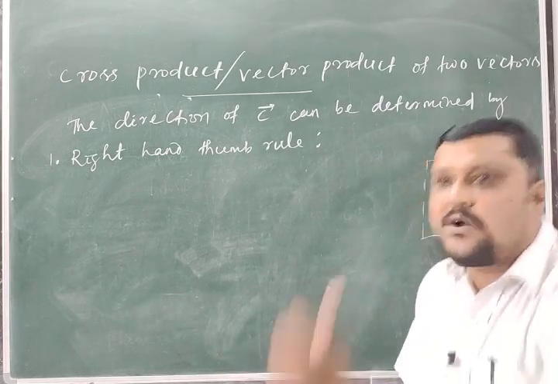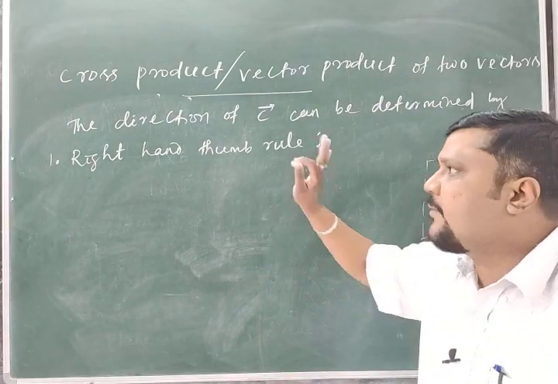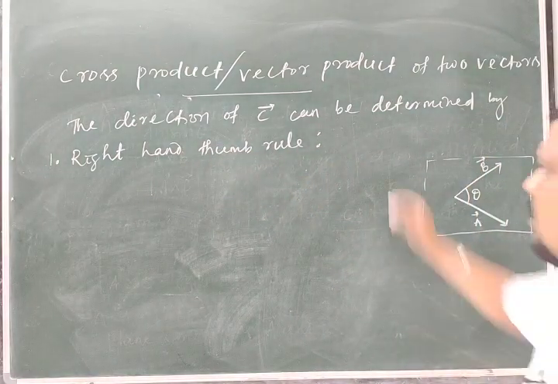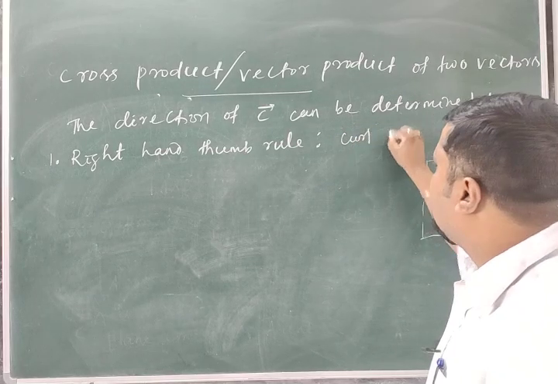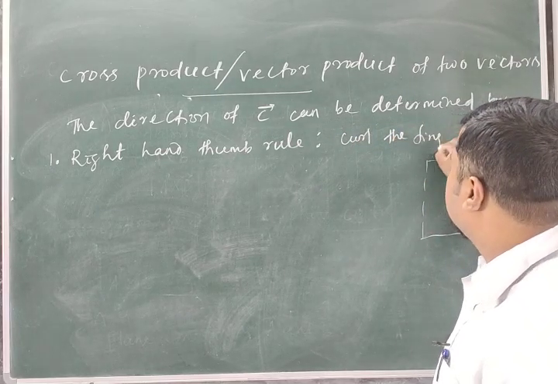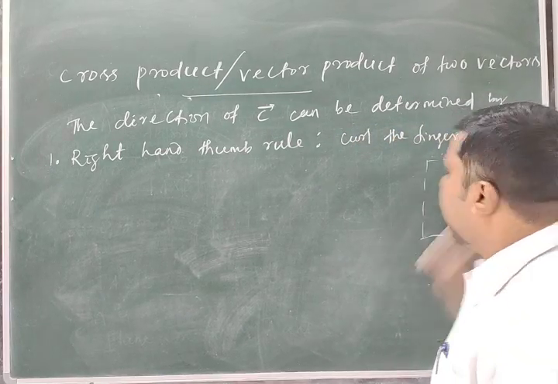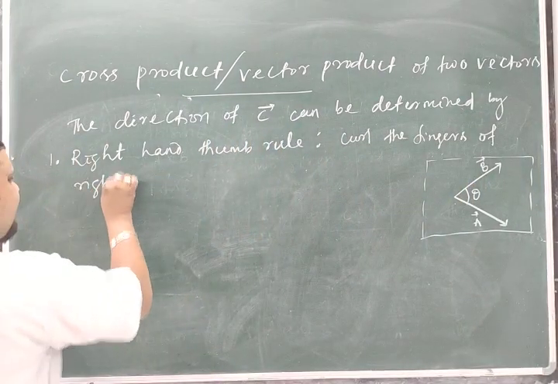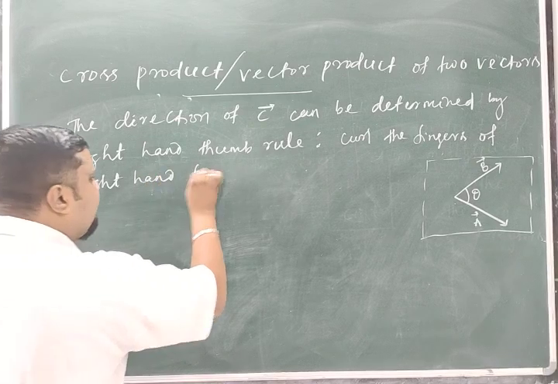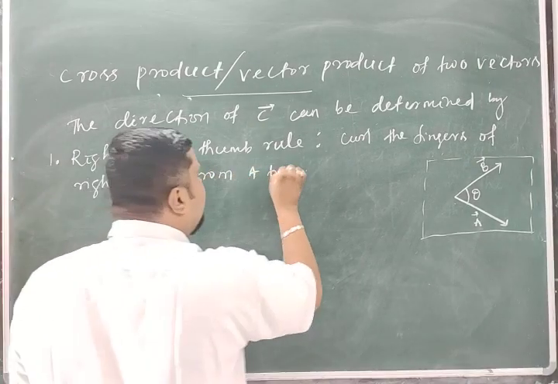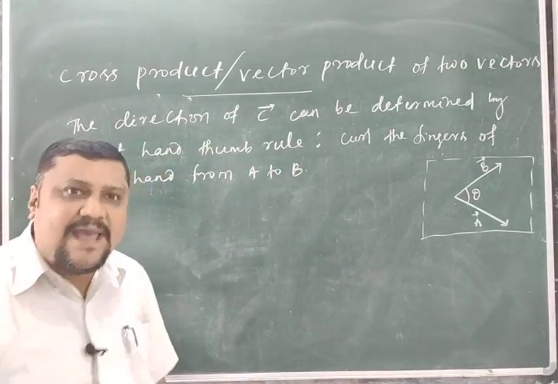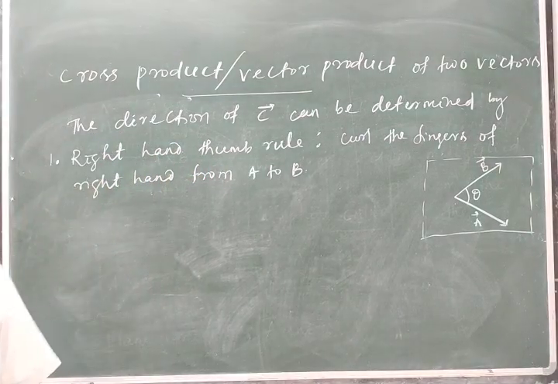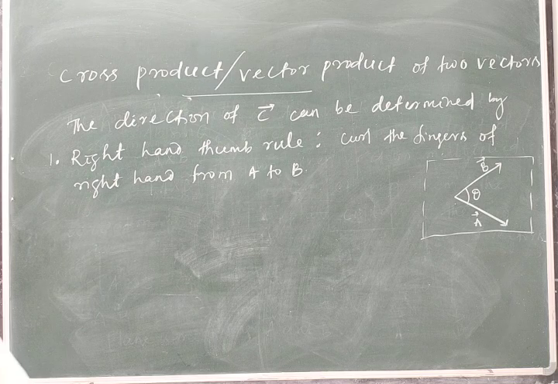Whether this n cap is upward or downward, that is our point, and that can be known by the right hand thumb rule. What this rule says: curl the fingers of the right hand from A to B. If you are finding A cross B, curl the fingers of the right hand from A to B.